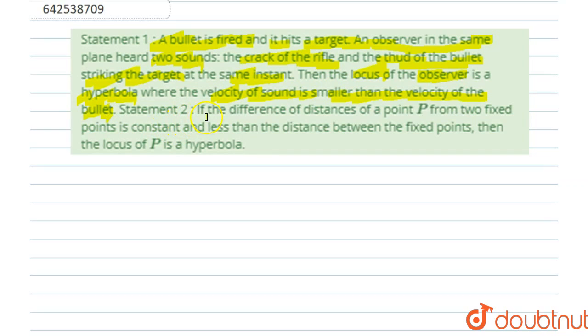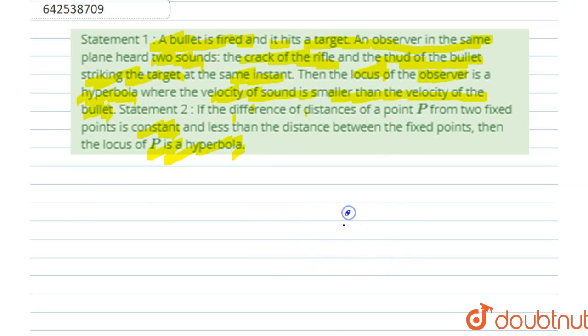Statement 2: if the difference of the distances of the point P from two fixed points is constant and less than the distance between the fixed points, then the locus of P is a hyperbola. Let's make a rough diagram so that we can understand what they are trying to say.